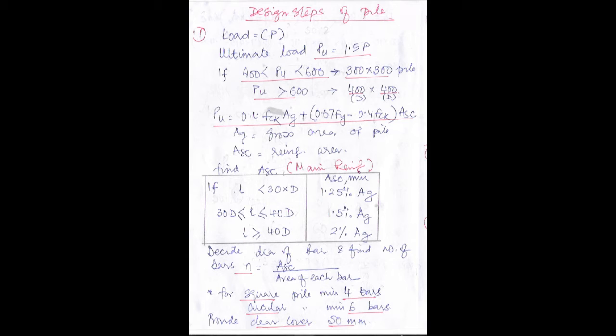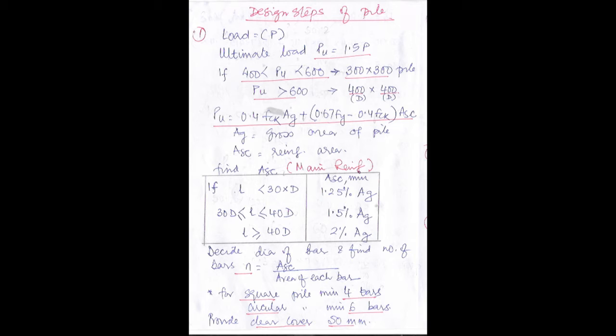Next you have to do a check. Check means, if the length is less than 30 into D, what is D? D is the dimension of the pile. That means if you have taken a 400 by 400 square cross section of the pile, the D value is 400. So you check whether the length of the pile is less than 30 into D. If this is so, the minimum ASC will be 1.25% of AG. This is provided by IS 2911, the code for design of pile foundation.